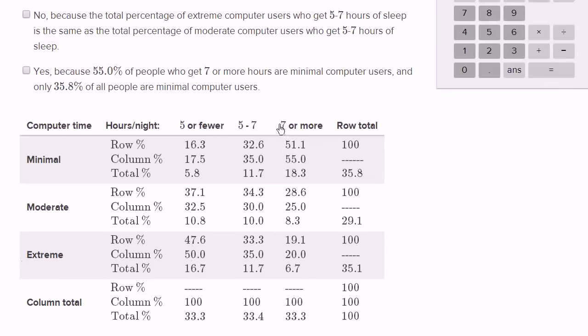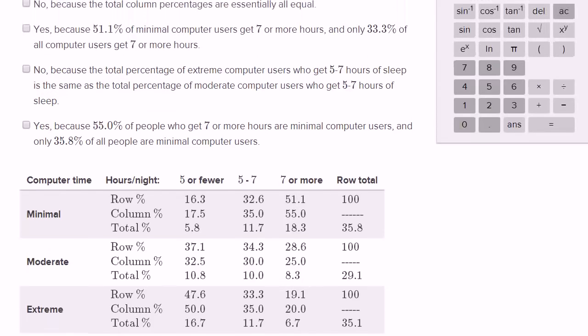Another way to think about it, when you look at the people who are getting 7 or more hours of sleep, a majority of them are minimal computer users. And there's 3 categories. So for 55% to be minimal computer users, it really does feel like minimal computer users are disproportionately represented in this category of 7 or more hours of sleep. And you see that the extreme computer users represent only 20% of this category. So it does look like there is an association between minimal computer use and getting 7 or more hours of sleep. But let's look at the actual choices they give us.